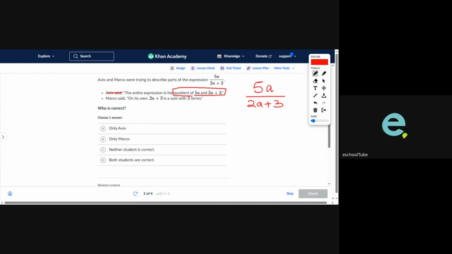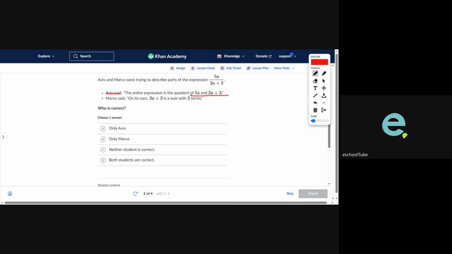So 5a, the expression is a quotient. तो quotient तो है. Quotient क्या होता है? When two numbers are divided, you get a quotient. So if I say 15 divided by 3, quotient is 5. So this whole expression is a quotient of 15 and 3. इसी तरीके से ये expression में 5a जो है, that is divided by this part. So this is correct. Aviv ने जो बोला that is correct. So Aviv is correct.